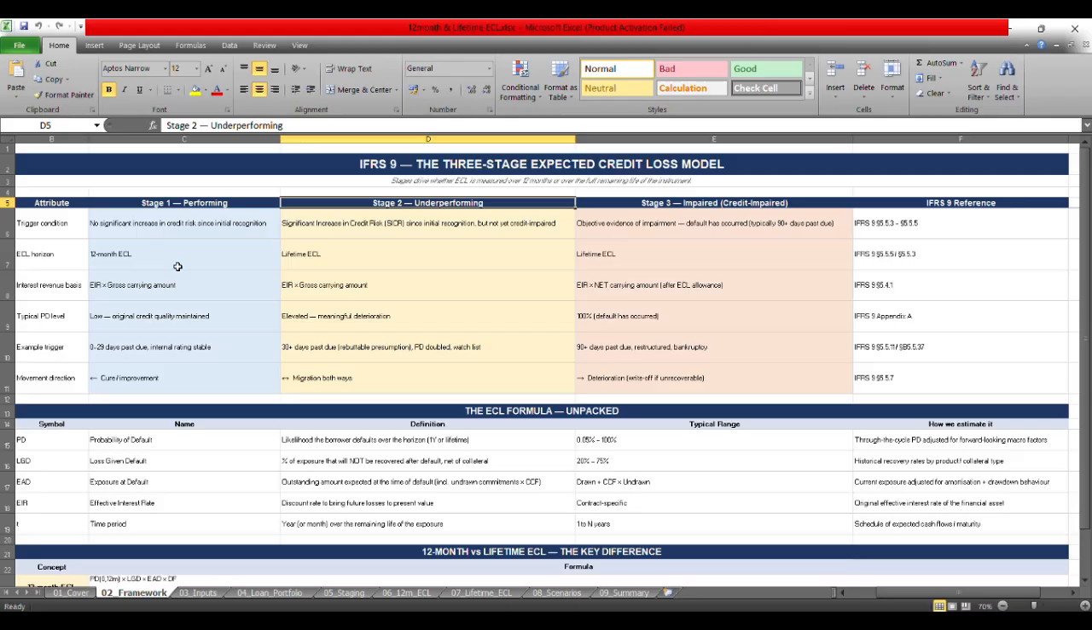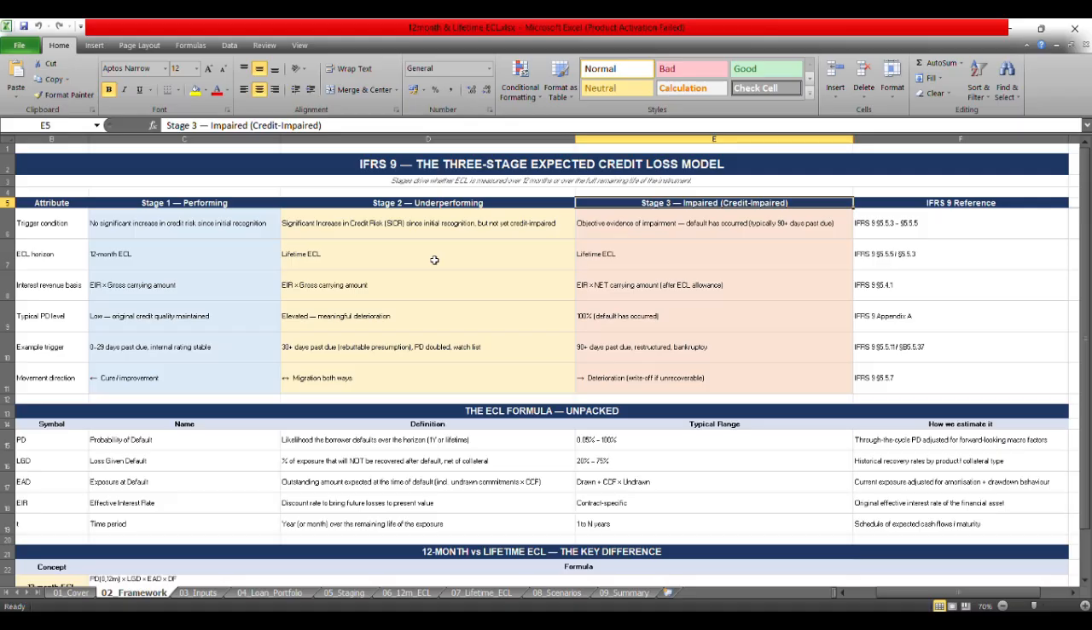For these loans, the bank has to reserve the losses over the entire remaining life of the loan. And that's a huge jump from 12 months potentially to 10, 20, or even 25 years for a mortgage loan. Now stage 3 is the impaired stage.